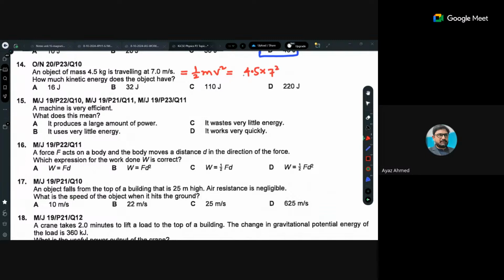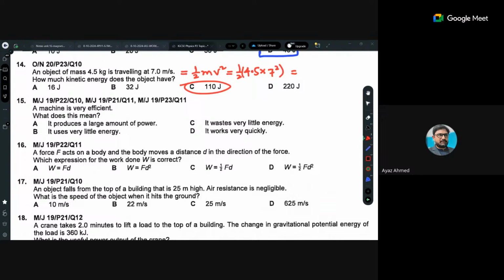Okay, 4.5 is the mass and 7 is the speed. So 7 squared into 1 by 2. So what will be your answer? 4.5 into 7 square. 110.25. So the option is C, 110.25. Got it? Yes, sir.